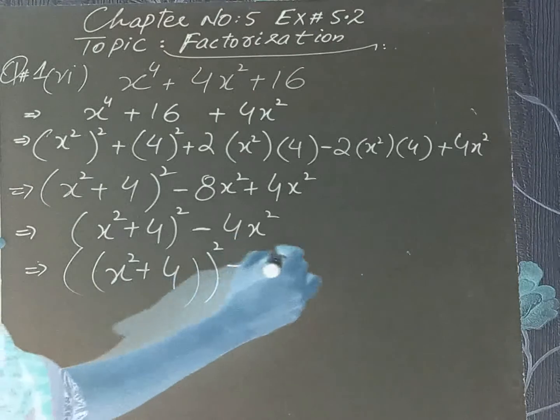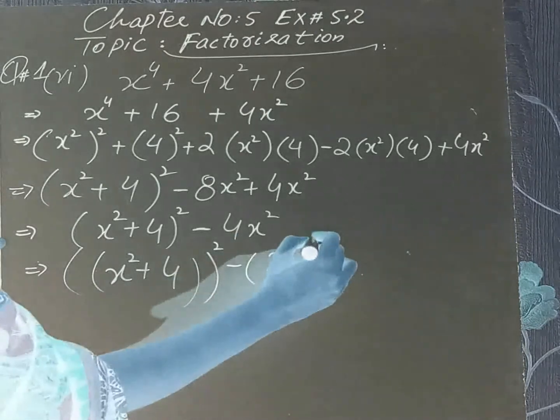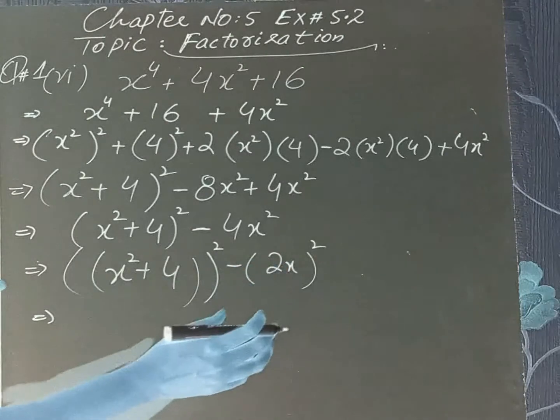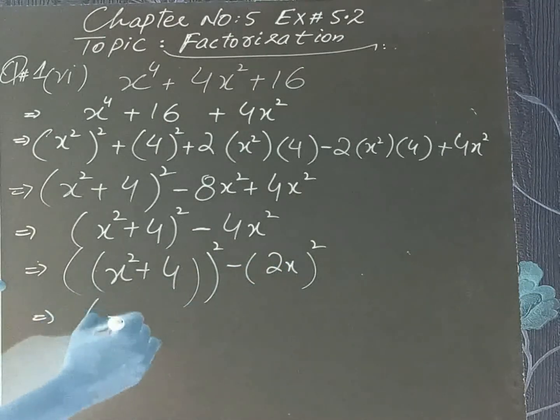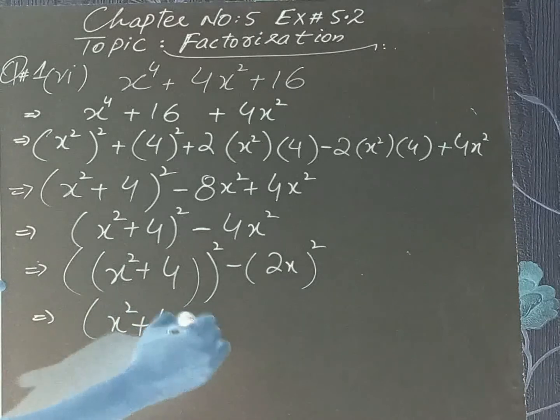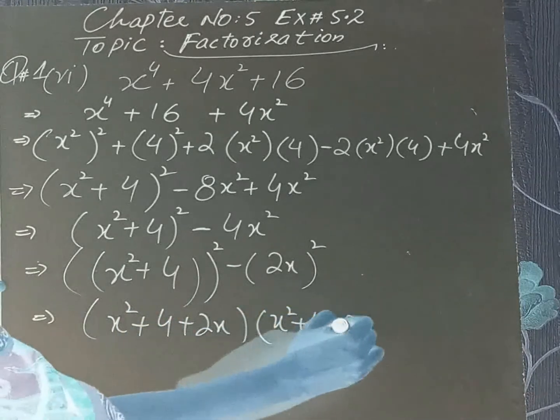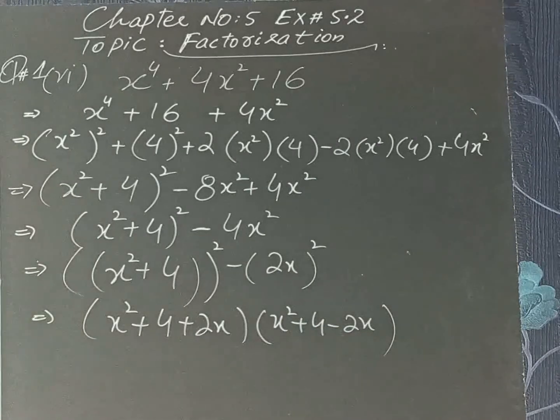And minus 4x squared is the square of 2x. A squared minus b squared will be (a plus b) into (a minus b): (x squared plus 4 plus 2x) into (x squared plus 4 minus 2x). So this is the factorized form of this expression.